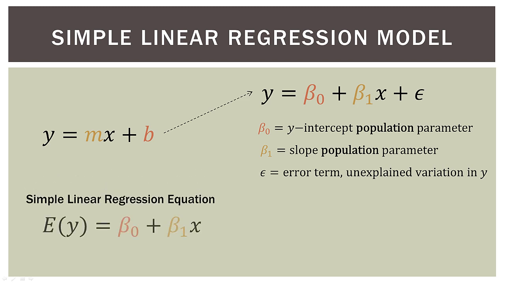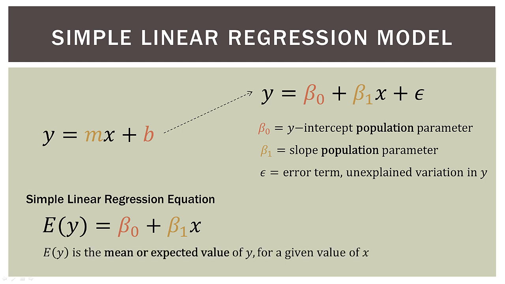Now when we actually do simple linear regression, we write it like this. The expected value of y equals beta sub 0 plus beta sub 1 x. Now all you really need to know at this point is that this is pretty much the exact same thing as y equals mx plus b up here on the top left.